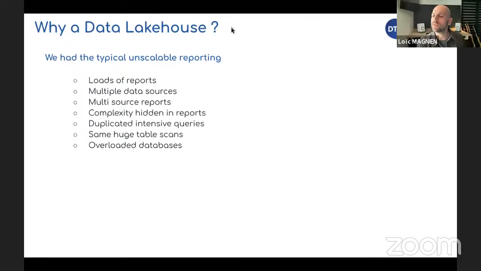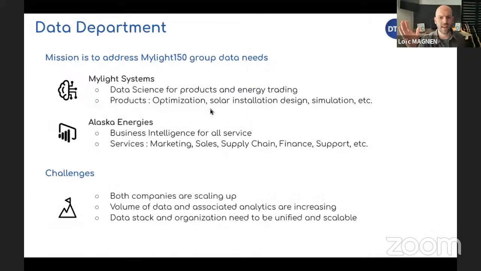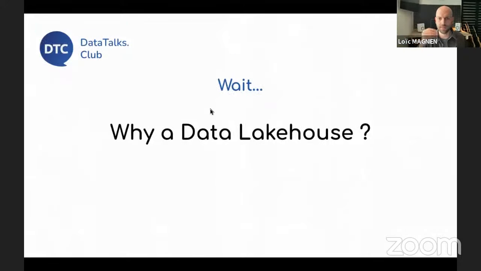Yeah, maybe if you can go one slide back and start. Yes. So the one slide back was. Yeah, this. Yeah, good. Perfect. So why data lakehouse?